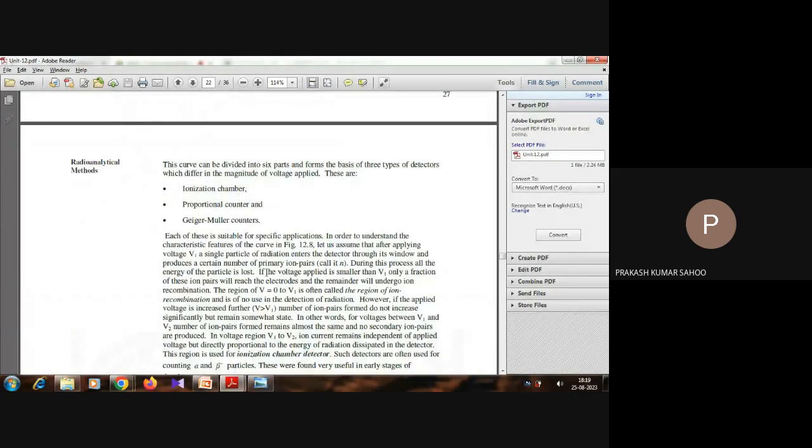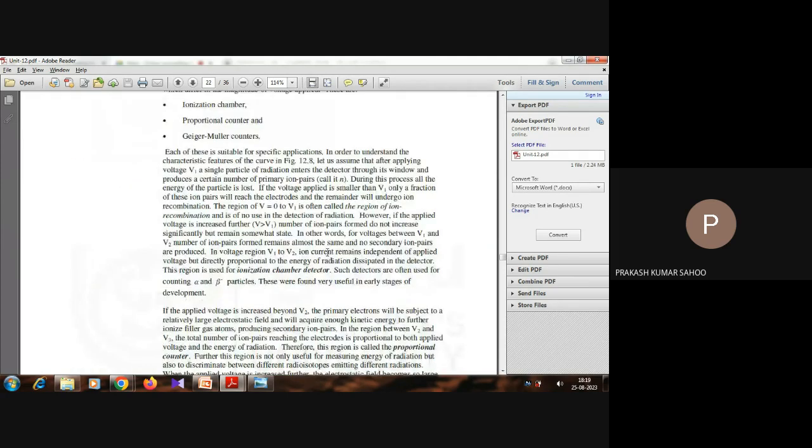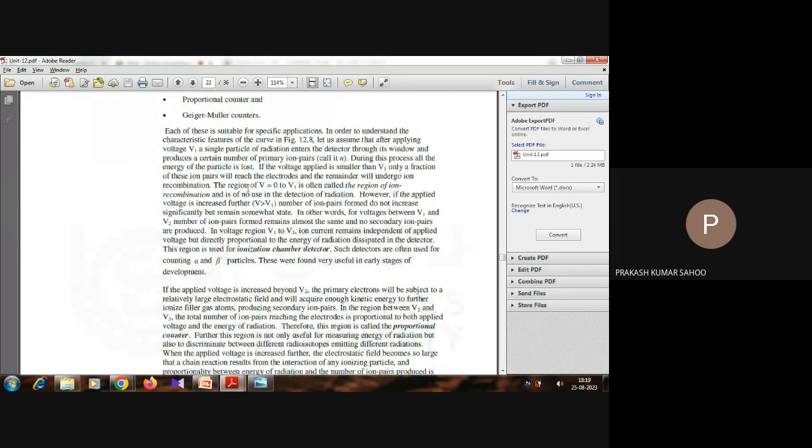Then we have the ionization chamber, proportional counter, and Geiger-Muller counter. These three are in the syllabus. The ionization chamber detector we have already discussed. It operates from voltage 0 to V1.